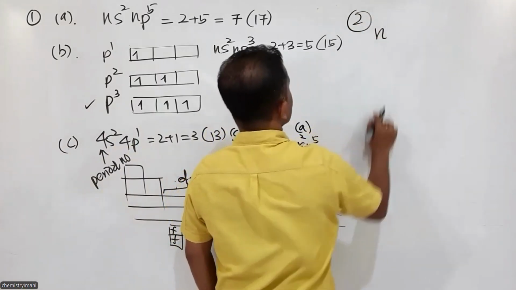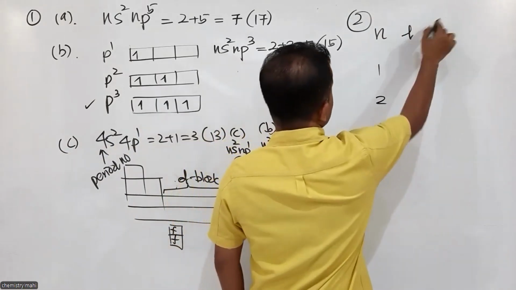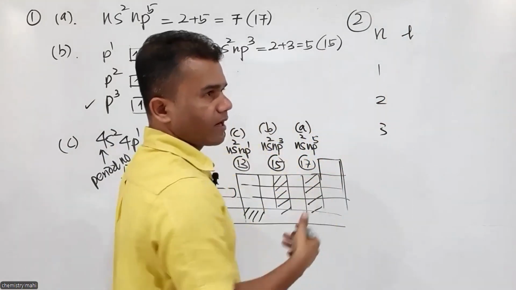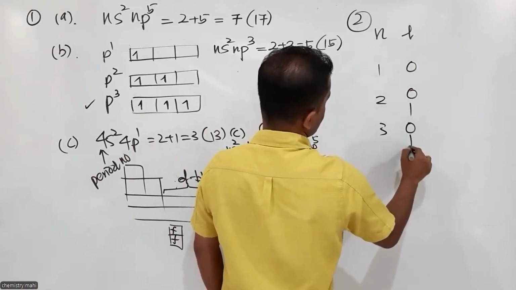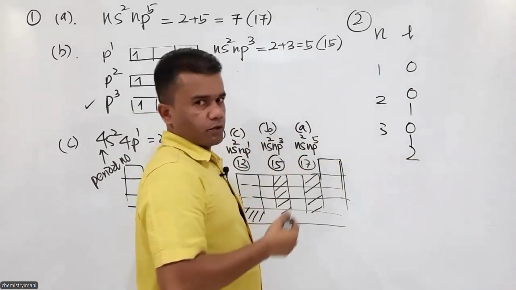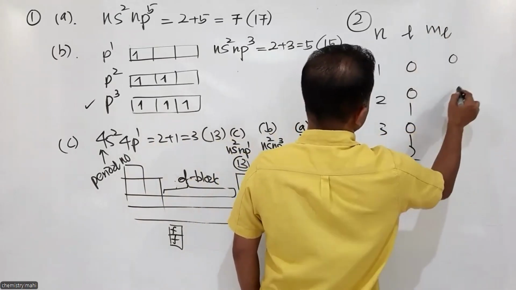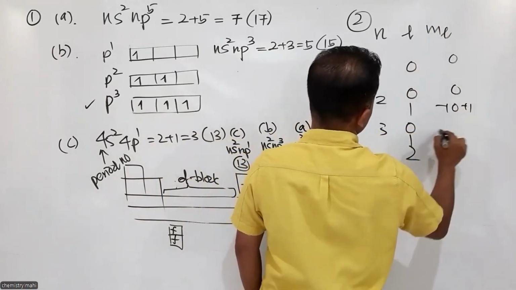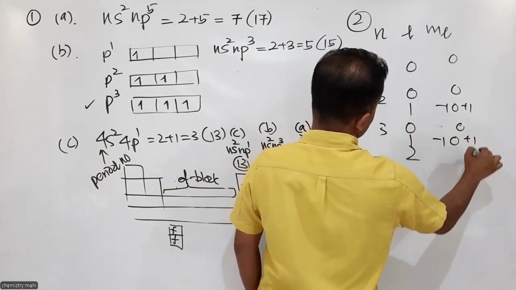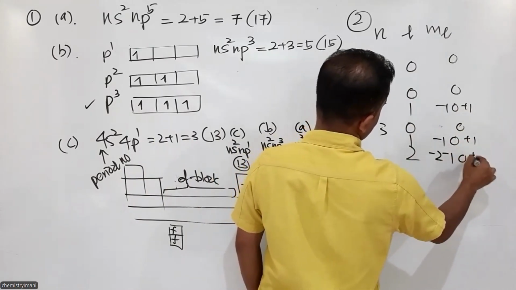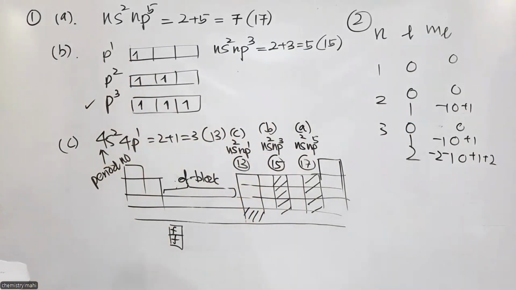N has the normal rule, meaning we start with 1, 2, 3 like that. L has the normal values, L from 0 up to n minus 1. We learned that in the previous discussion. So 0; 0, 1; 0, 1, 2. Those are the possible L values. ML is also normal. For L equals 0, it's 0. Then minus 1, 0, plus 1. Then again 0. Then minus 1, 0, plus 1. Then minus 2, minus 1, 0, plus 1, plus 2, like that. These quantum numbers have normal values.